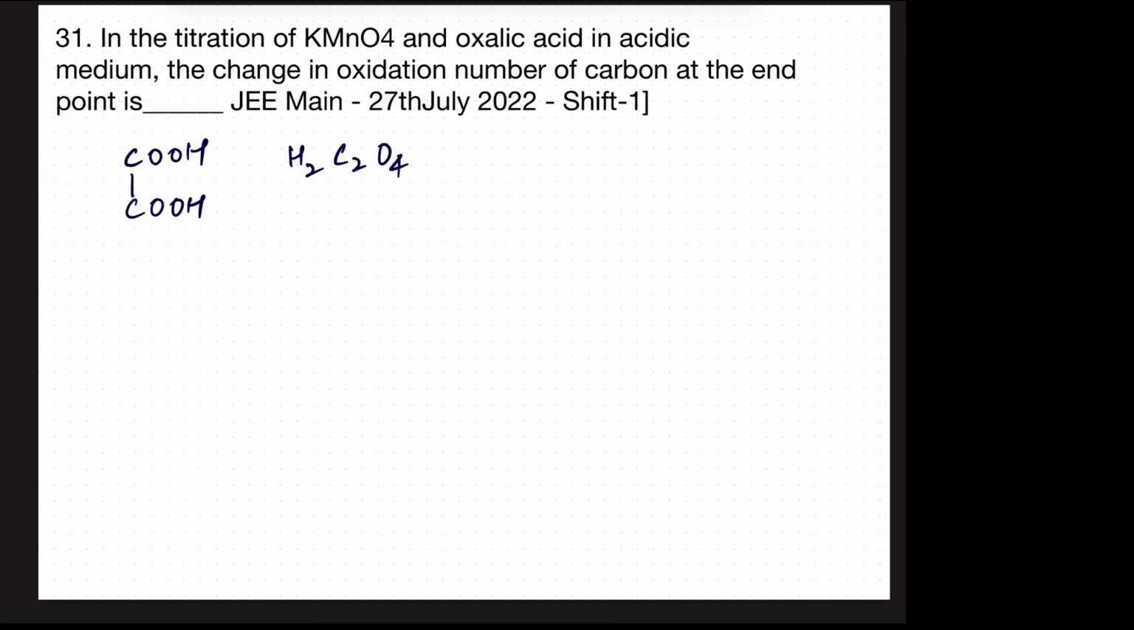Let the oxidation state of each atom of carbon in oxalic acid be Z. Oxidation state of hydrogen is +1 and oxidation state of oxygen is -2. Molecule of oxalic acid is neutral, so total charge on the molecule is 0. Now 2 atoms of hydrogen, so it can be written as 2 into 1 plus 2 atoms of carbon, so 2 into Z plus 4 atoms of oxygen, so 4 into -2 is equal to 0.